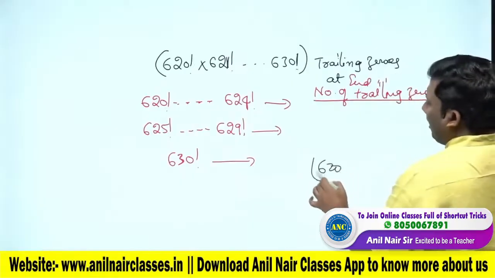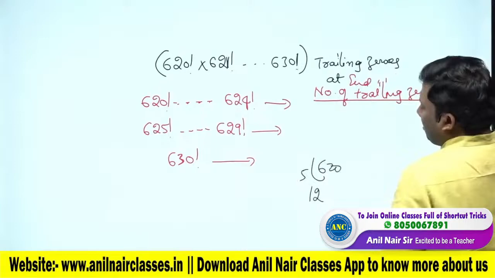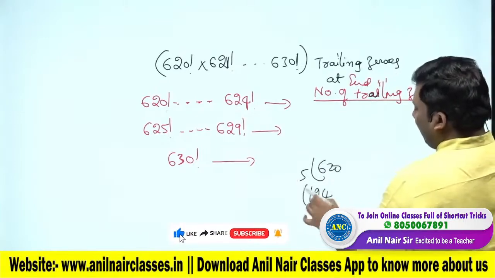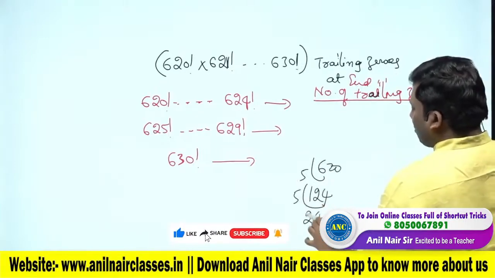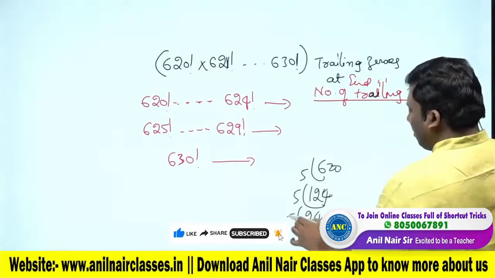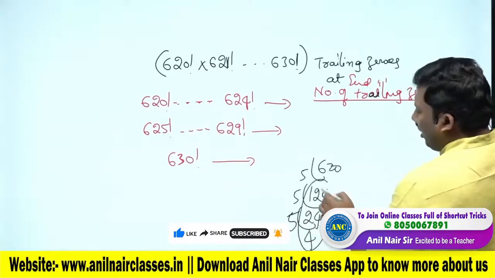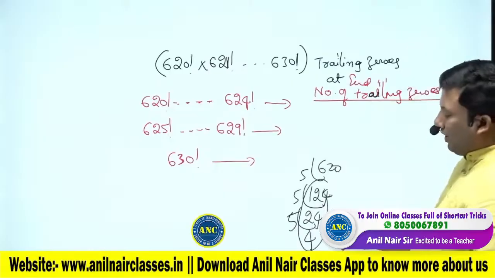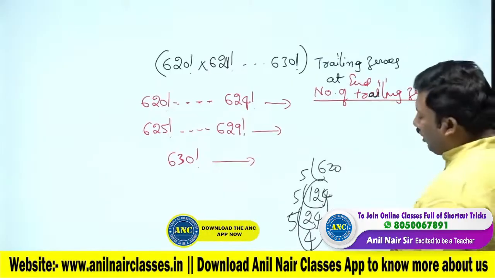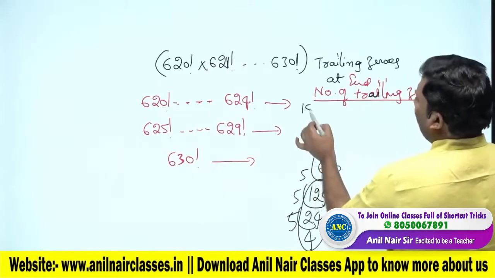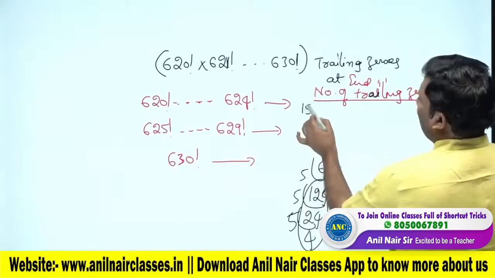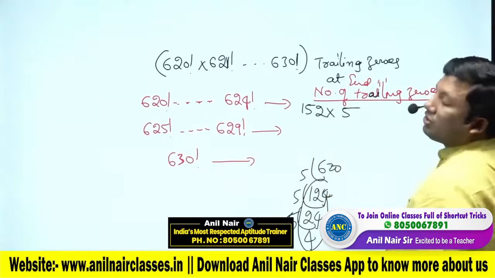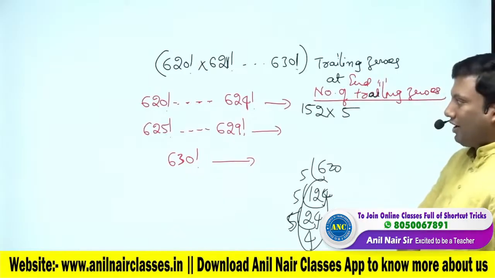620. How many will I get? 5 12s are 60, 5 4s are 20. So how many did I get? 124 plus 28, that is 152 zeros. The same number will be there from 620 to 624 factorial.